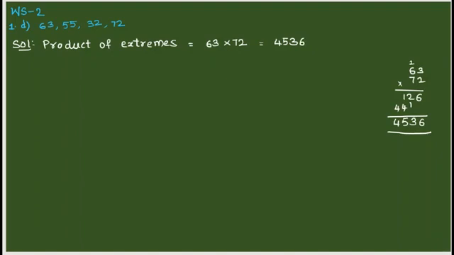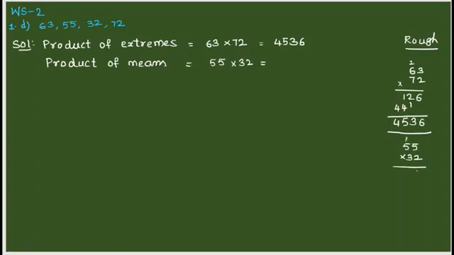Now let us find the product of means also. The product of means equals to 55 multiplied by 32. So let us find the product in rough space. 55. When it is multiplied by 32, what it gives us? 2 5s are 10 and 2 5s are 10 plus 1, 11. 3 5s are 15. 3 5s are 15 plus 1, 16. Ultimately we get 1760.